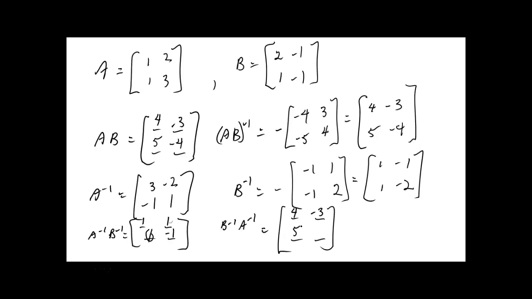-2 minus 2 is -4, right? Now, hopefully this comes as no shock that the inverse of AB is B inverse A inverse. I think we did that before. And sure enough, those are the same. But remember, for some reason in this case, it's also the same as AB. That's not going to be in all cases, but this happens to be the same here.